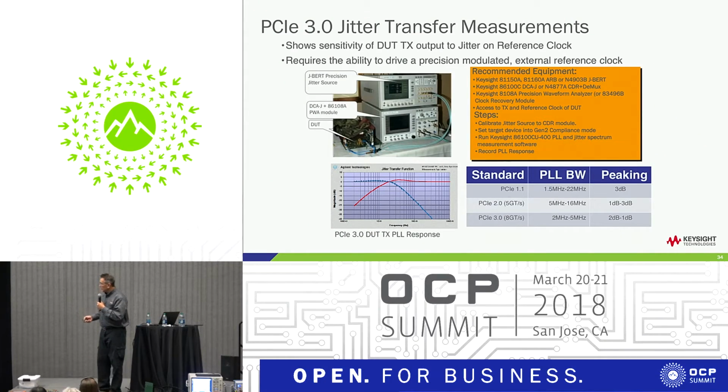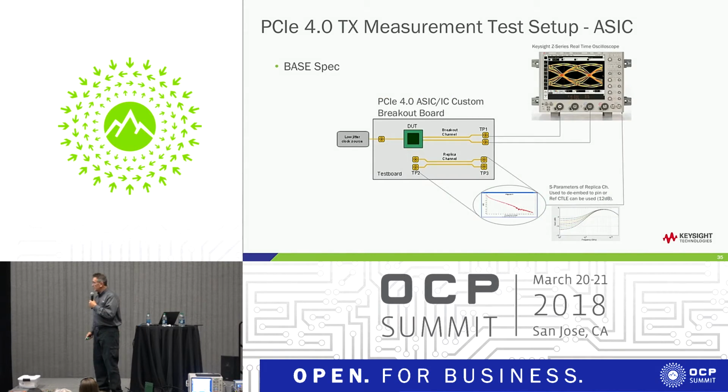Now, in addition, there are other tests that are done on the transmitter. This is the transmitter TX-PLL loop bandwidth test. So we want to look at what the clock multiplier circuit bandwidth is for different speeds of the device to make sure that that's compliant with spec.